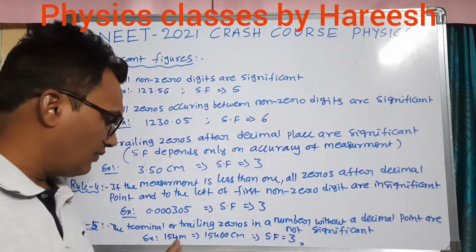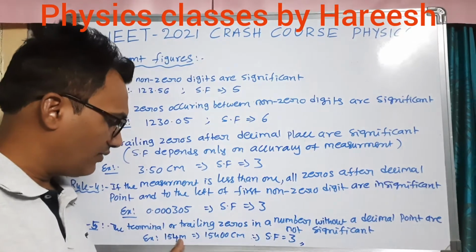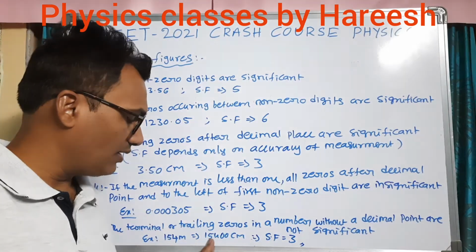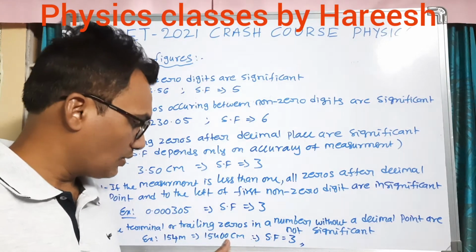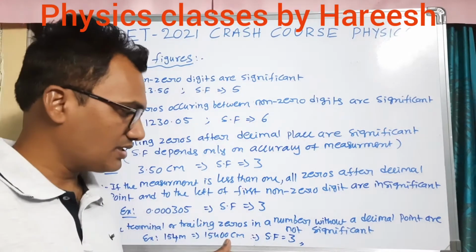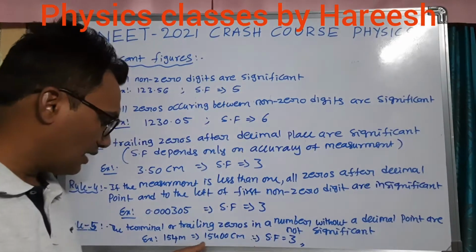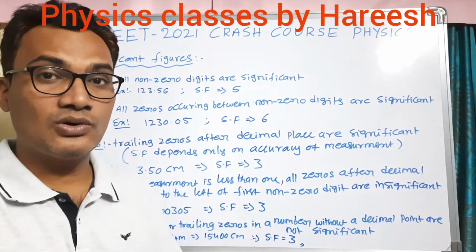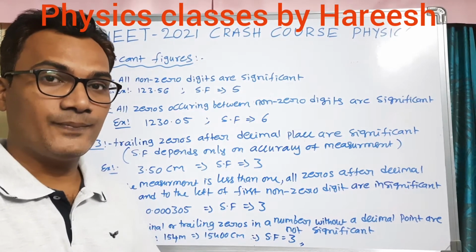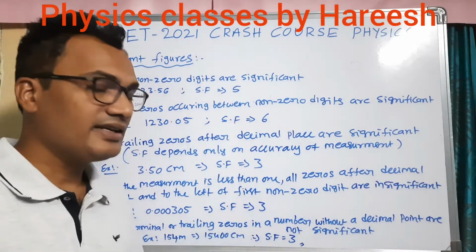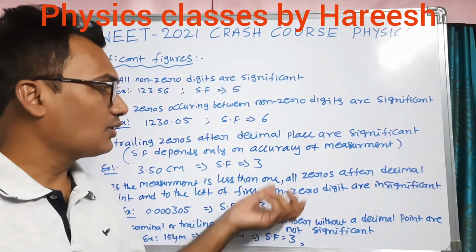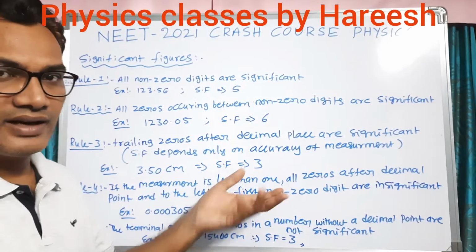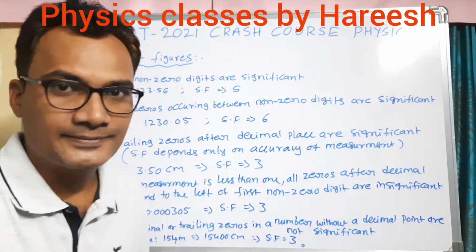So here 154 meter is the measurement, and the significant figures are 3 only. When you convert 154 meters into centimeters, it becomes 15,400 centimeters, but these two zeros are not significant. So we can say that terminal or trailing zeros in a number without a decimal point are not significant. These are the rules of significant figures. Following these 5 rules, we can find the significant figures of a given measurement.